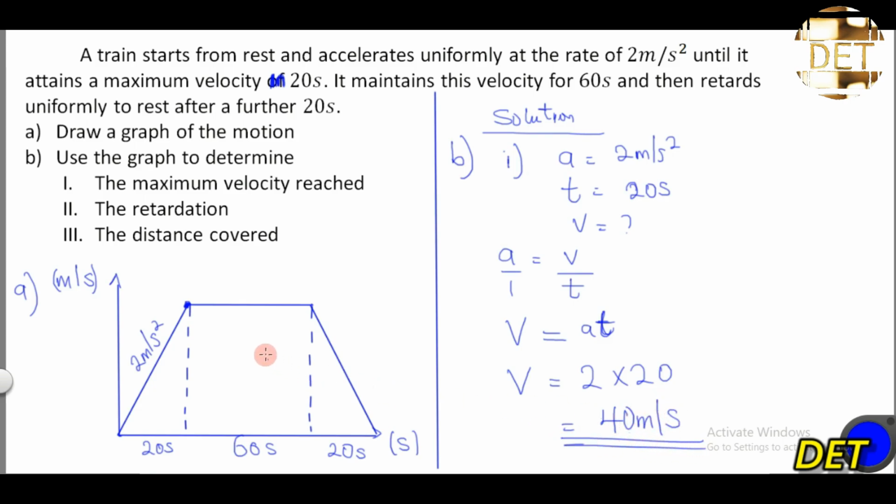So this is the maximum velocity that is reached. So from here to here is 40 meters per second. This is the maximum velocity that is reached. Then two, we have to look for the retardation.